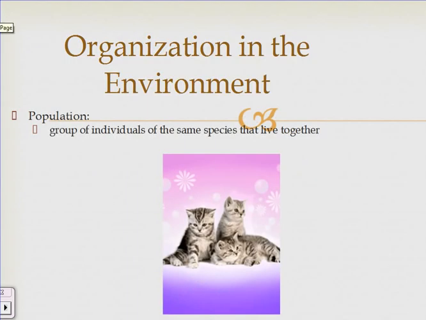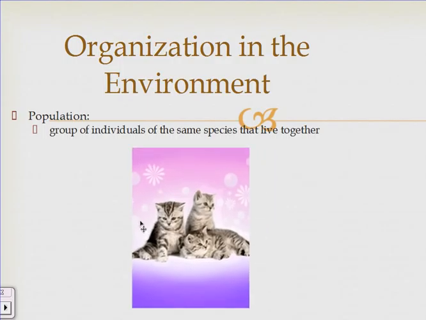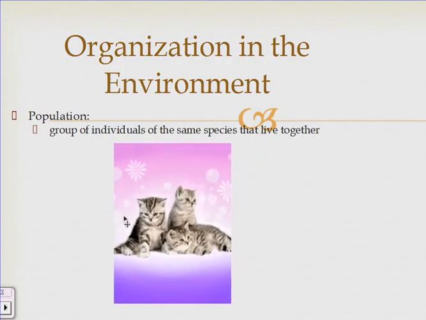The next level is a population. The population is a group of individuals of the same species that live together. So here, to demonstrate this, we have a litter of kittens. These are all members of the same species, and they coexist together.